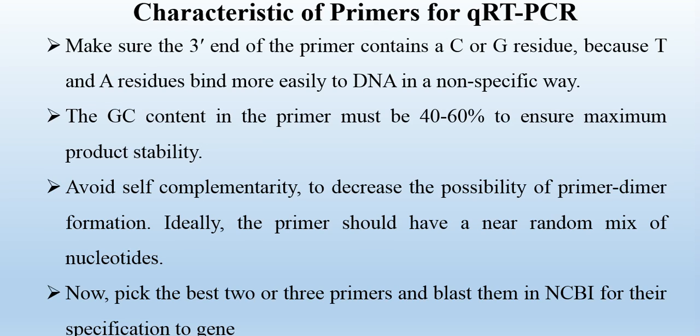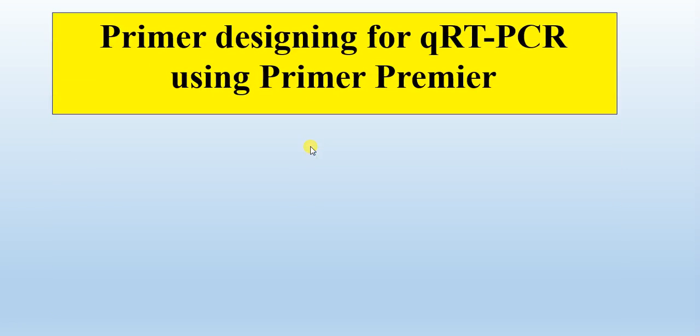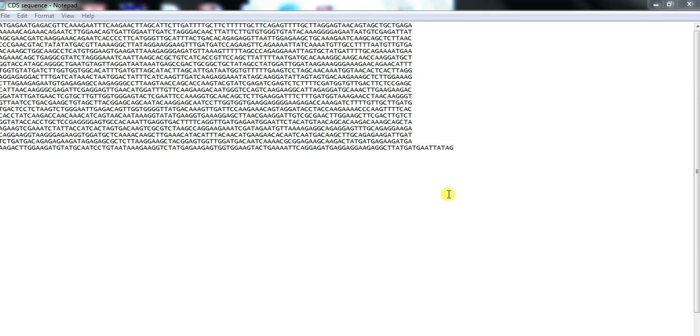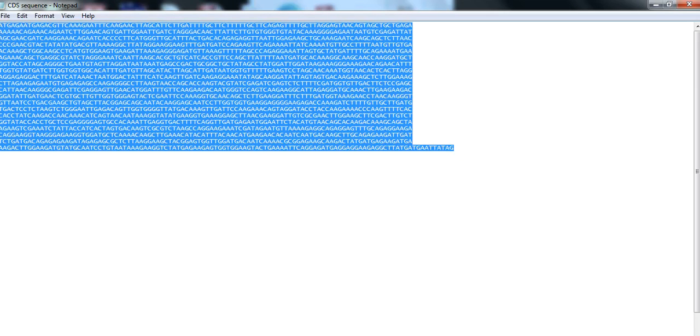There are various tools that are used to design the primer for qPCR. There are online tools as well as software, but usually I use Primer Premier to design the qPCR primers. How to use this Primer Premier software and design the primer for qPCR? Let's start. You can use the CDS sequence or genomic sequence to design the primer. First, we try to use the CDS sequence of our gene to design the primer for qPCR. So, you need to copy that sequence.